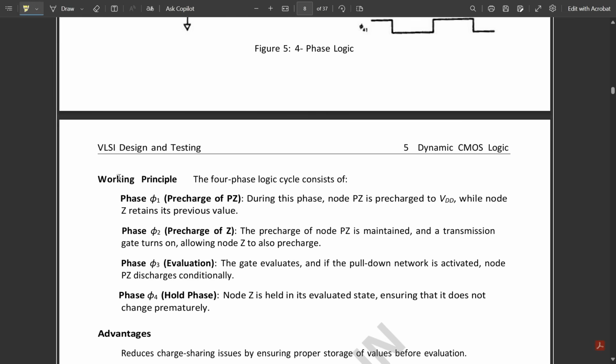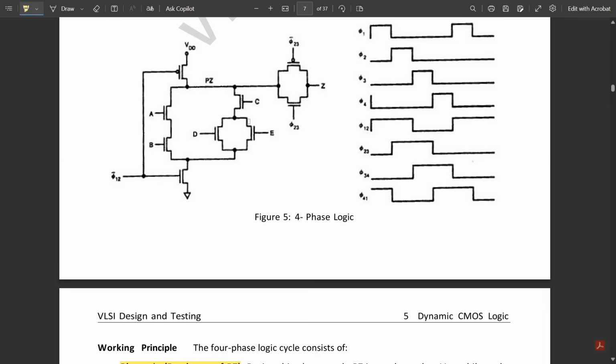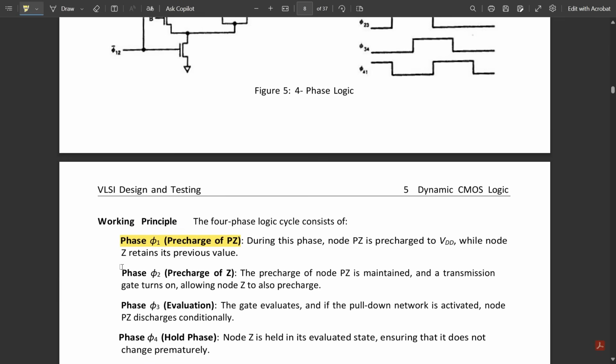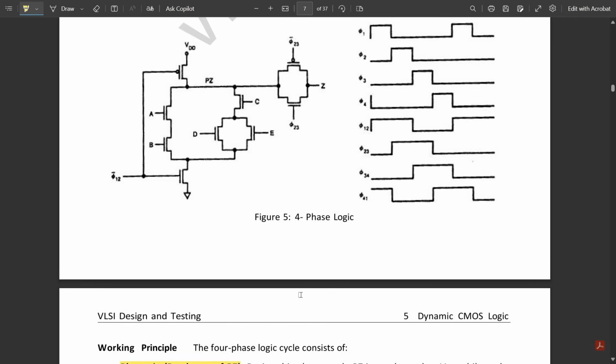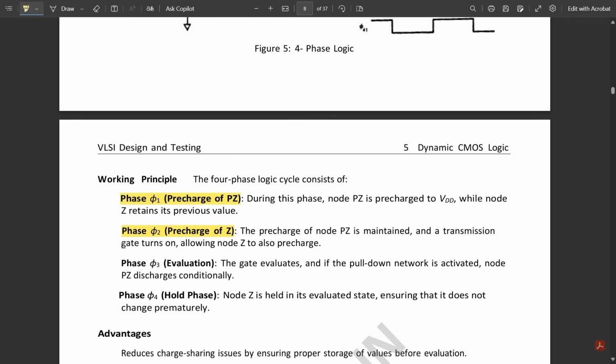The working principle: this logic consists of phase 1, phase 2, phase 3, phase 4, where we have different names for these phases. Phase phi 1 is called pre-charge of pz. During this phase, the node pz is pre-charged to Vdd, while node z remains at its previous value. Whereas phase phi 2 is called pre-charge of z, that is, pre-charge of node pz is maintained, and the transmission gate turns on, allowing the node z to also pre-charge. So this is where the transmission gate appears, in the phi 2 phase.